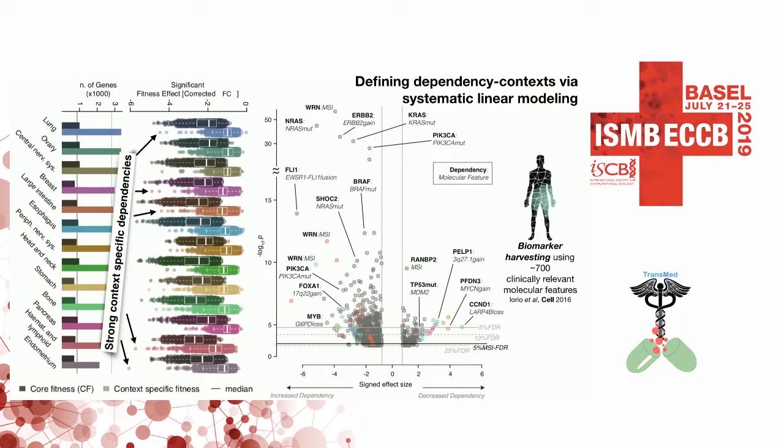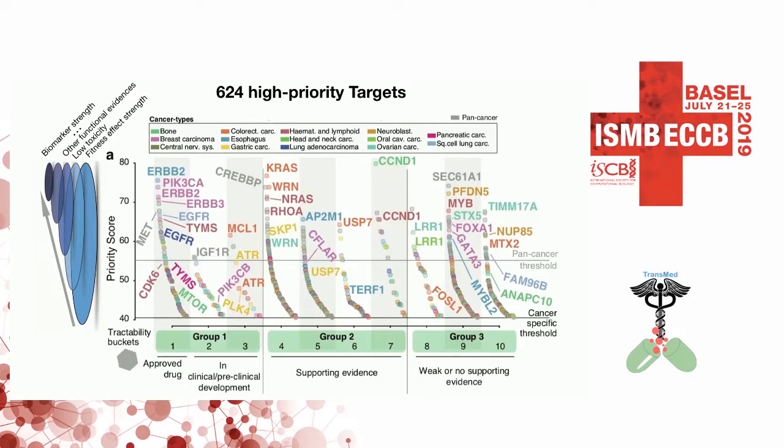So we took all the results from the systematic statistical tests, and we pulled them together with the fitness effect of the genes and other functional evidence that I mentioned before. The result is shown in this figure, where on the left you have those targets that we deemed high priority. We defined a proper statistical threshold for priority. So these are the 624 high priority targets that should definitely be looked at for the development of new anti-cancer drugs.